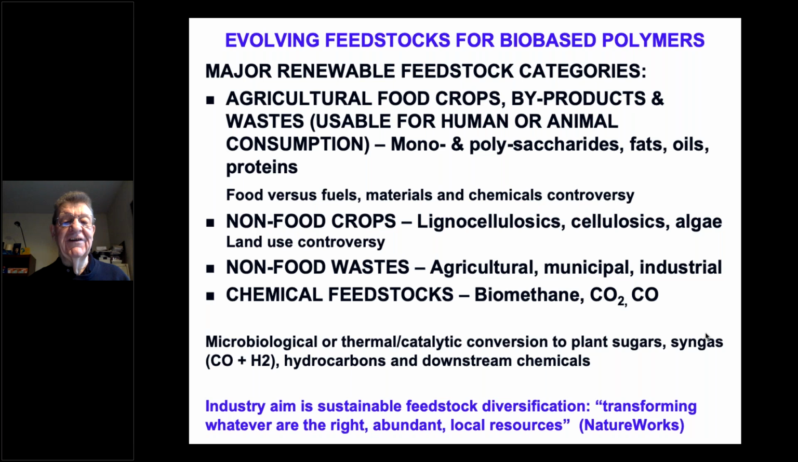Third division is non-food waste, agricultural and municipal and industrial waste. And fourthly, chemical feedstocks, such as biomethane and carbon dioxide. And there's a whole range of processes, thermocatalytic and microbiological now, to convert these all into plant sugars and syngas and hydrocarbons and downstream chemicals to make bioplastics.